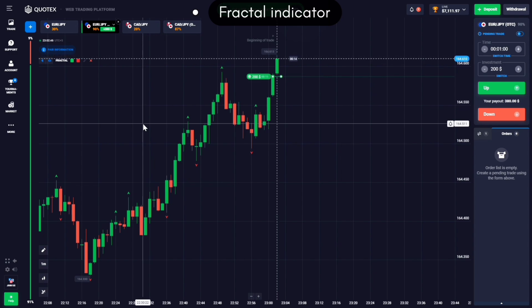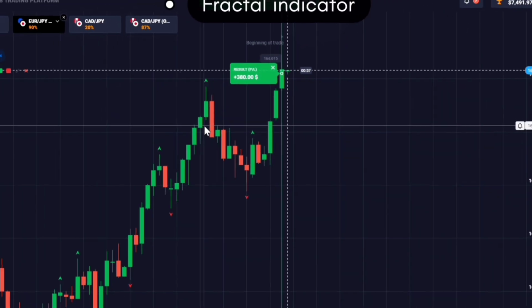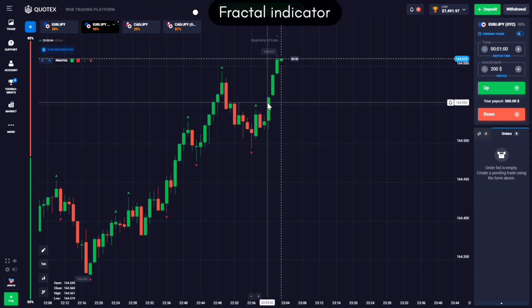to financial markets. The fractal indicator doesn't rely on complex mathematical formulas. Instead, it identifies specific price patterns that occur naturally in markets. When correctly interpreted, these can signal potential turning points in trends, offering traders prospects for both entries and exits.